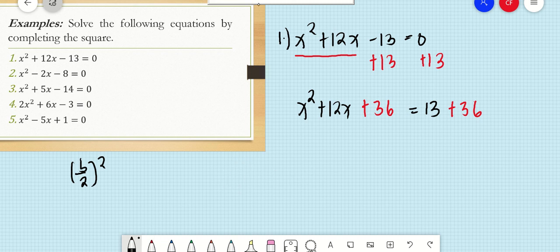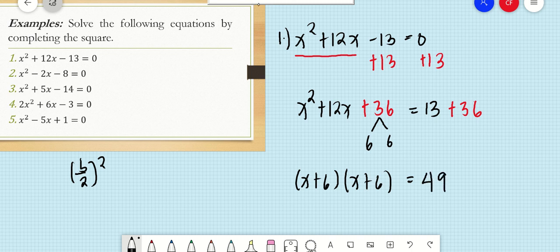Okay? Again, yung factor ng equation na to is, again, yung 36, factor ng 36 is 6 and 6 kasi kapag pinag-add to, positive 12 yung result. Okay? So, bali, x plus 6 times the quantity of x plus 6. And then, yung nasa right side ng equation, add lang po natin yan. Okay? 13 plus 36, that is equivalent to 49.